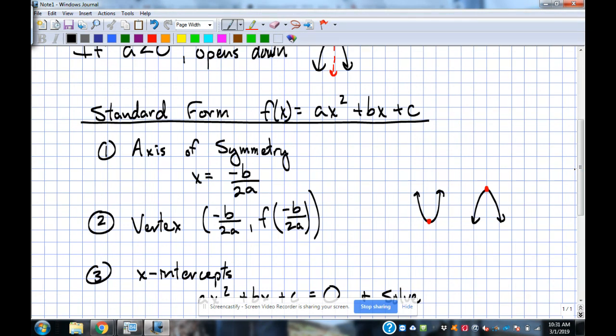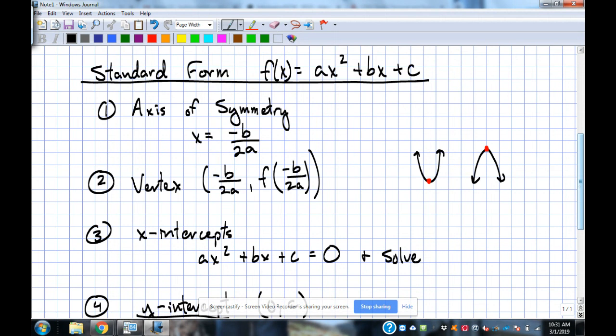Okay, so things for standard form. Standard form, again, is ax squared plus bx plus c. A decides which way it opens, if it opens up or down. Then we get the axis of symmetry with this formula, negative b over 2a. You know that. To get the vertex, the x value is the same as the axis of symmetry. The y value, you just plug that number in and work it out. Okay. The x-intercepts, we set the problem equal to 0 and solve it using either factoring, square roots, or quadratic formula. Any of those methods that will work for you.